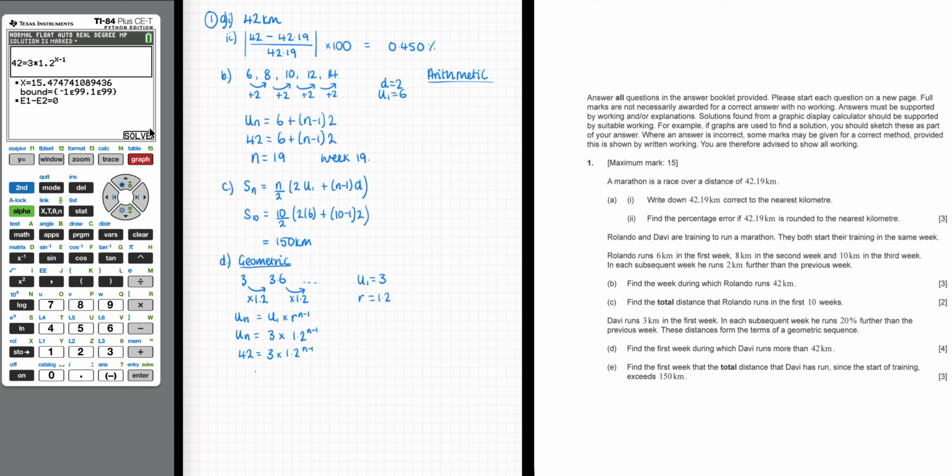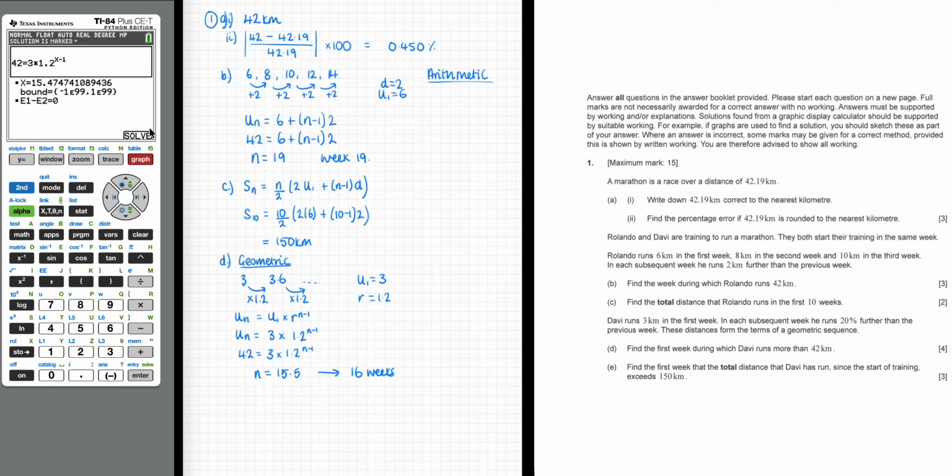So we should show that answer, 15.47, or 15.5, rounded to 3 significant figures. Now that means that our answer is 16 weeks, because it asks what is the first week that they run more than 42. Now, if 15.5 weeks is when they hit 42, then I need to round up, not down.